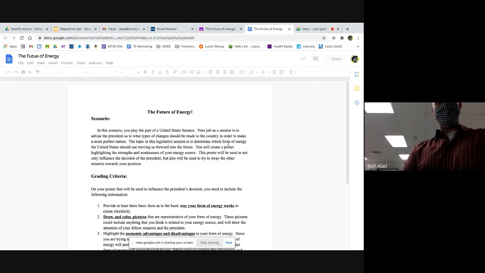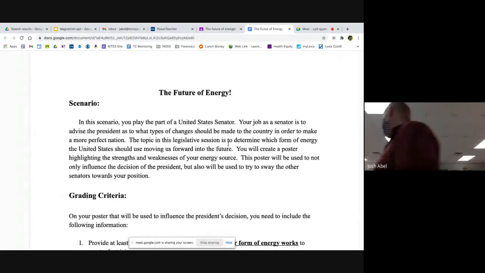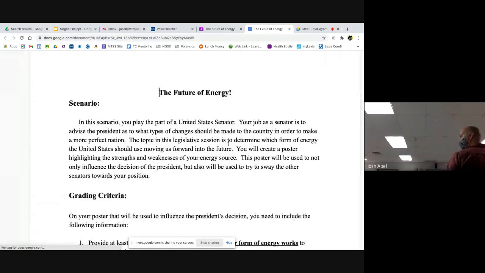As always, I try to give you a little scenario. In this scenario, you play the part of a United States senator. Senators are the ones that a lot of times advocate for what they think or what the constituents think, right? Your job as a senator is to advise the president as to the types of changes that should be made to the country in order to make a more perfect nation. The topic in this legislative session is to determine which form of energy the United States should use moving forward into the future.